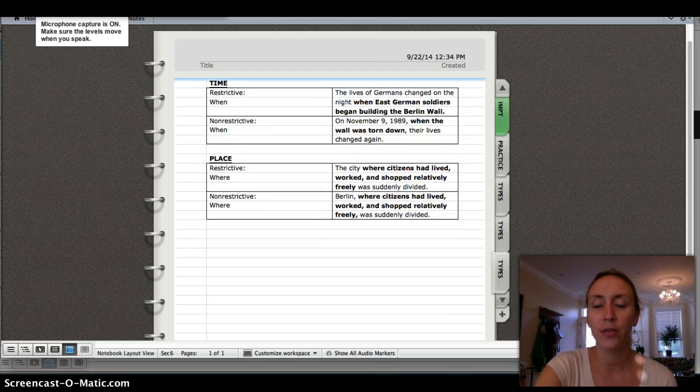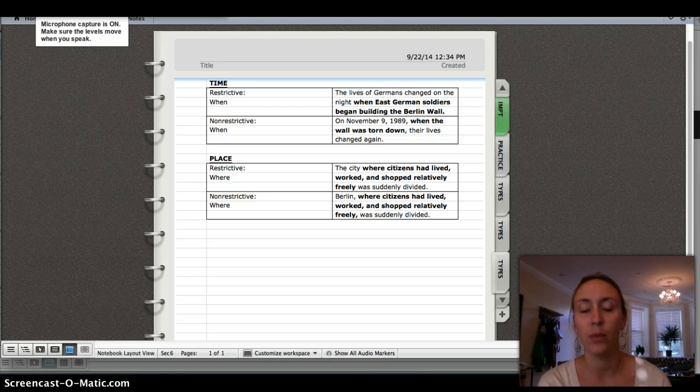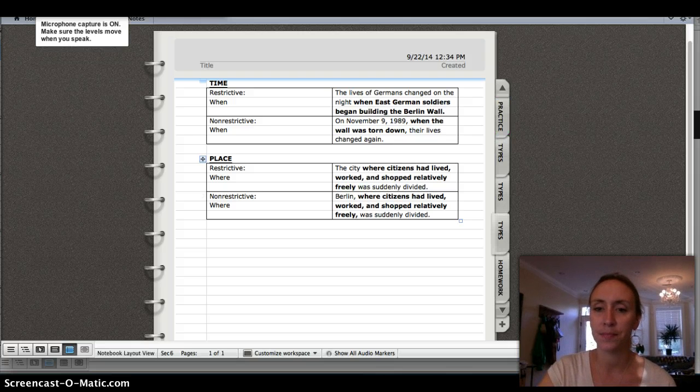Place uses where. For place, we use where. The city where citizens had lived, worked, and shopped relatively freely was suddenly divided. That one's restrictive, so no commas. Berlin, where citizens had lived, worked, and shopped relatively freely, was suddenly divided. So we have the more general, the city, and we need to identify it with the adjective clause, so it is not separated by commas. It is restrictive. And then here, where we've already named it Berlin, we don't need the adjective clause to identify it. It's just some extra information, so it's non-restrictive and it's separated by commas.